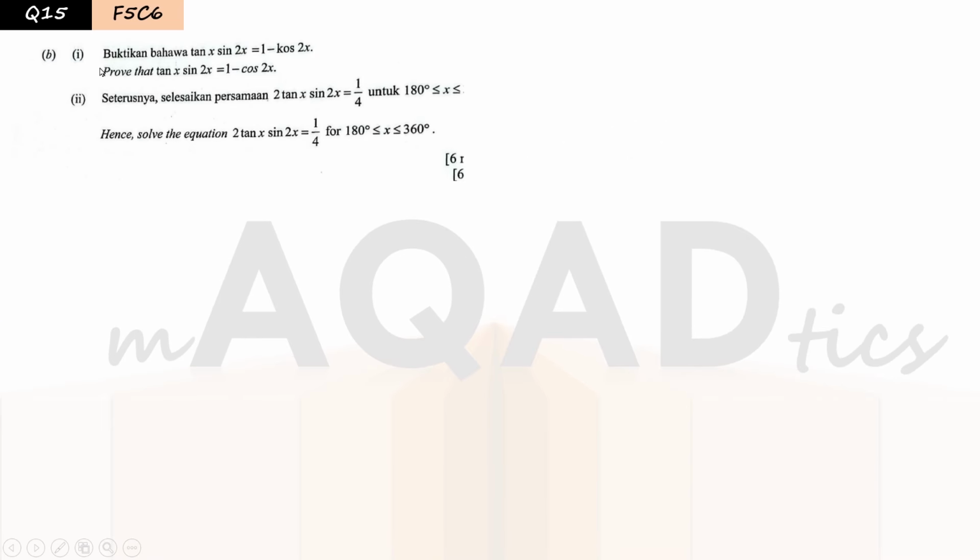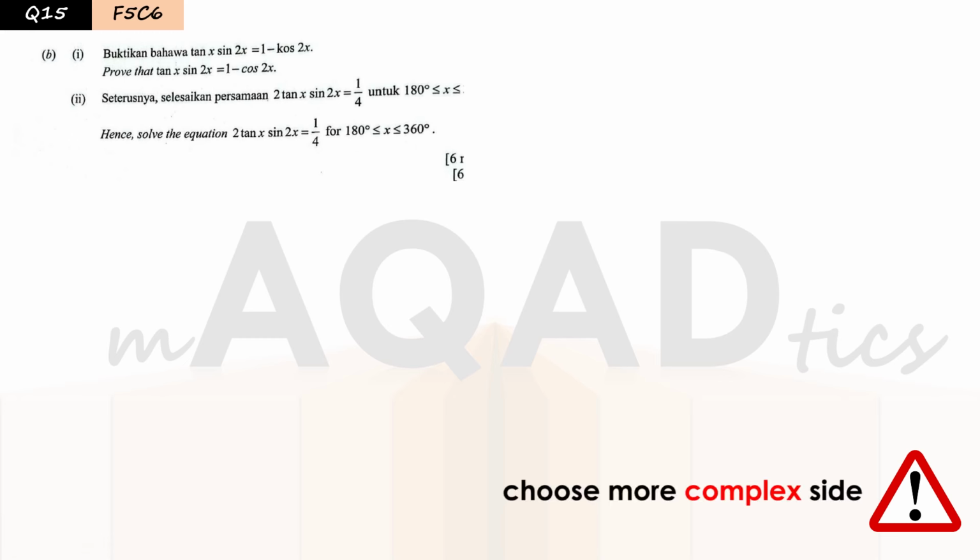And for part B1, we need to prove this trigo equation. To prove trigo equations, we can either start from the left and prove the things on the right side, or start from the right side and prove the things on the left side. To decide which side to choose, we can look at the side which is more complex, meaning there are more things to manipulate here and there.